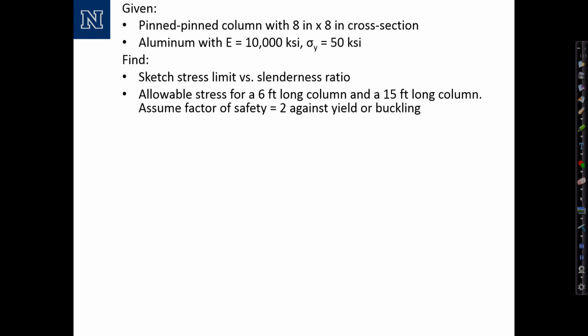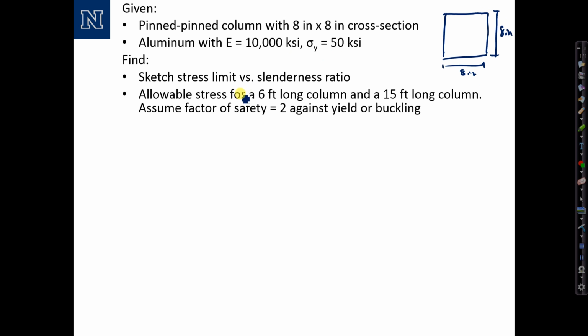We're going to consider a pin-pin column with an 8-inch by 8-inch square cross-section. Draw a picture of the cross-section, 8 inches by 8 inches. The material is aluminum with an elastic modulus of 10,000 ksi and assumed yield stress of 50 ksi.